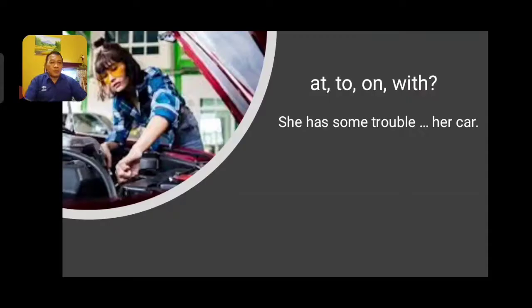Let's get started. Now look at the picture. In the picture you can read a sentence: "She has some trouble, blah blah blah, her car." So which preposition do you use? At, to, on, or with? Yes, the answer is with. She has some trouble with her car. So why is it with? That's confusing. Okay, don't worry about it. We will be discussing this problem. Now let's continue.